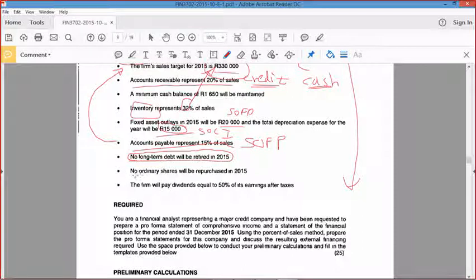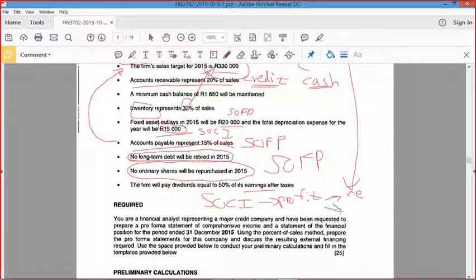Right, then they said no ordinary shares will be repurchased. So will your equity stay the same? Yes. All of that goes to the statement of financial position. The last point talks about the firm paying dividends. 50% of the earnings is paid as dividends. So what am I going to do? I'm going to have to do the statement of comprehensive income, then calculate the profits. A portion of the profit is retained, which is retained earnings, and a portion is paid out as a dividend, right?